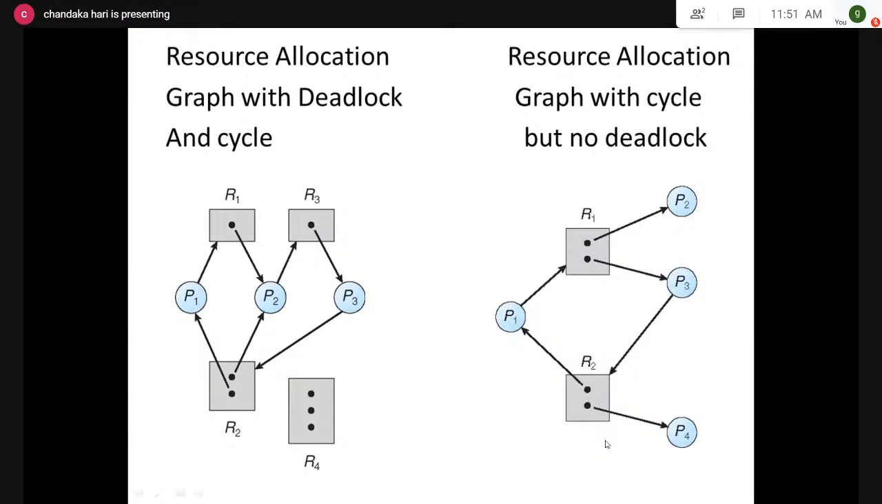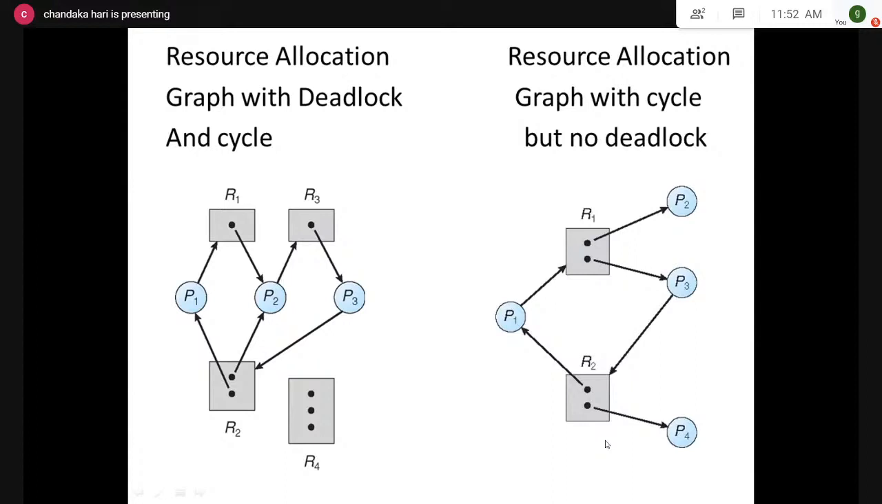In this example, there are three processes running, P1, P2, P3. In a similar manner, these are vertices. There are another four vertices of resources, R1, R2, R3, R4. There is one instance of R1, two instances of R2, one instance of R3, and three instances of R4. Process P1 is holding R2, requesting a resource R1. Process P2 is holding R1, R2 and waiting for R3. Process P3 is holding R3 and waiting for R2.